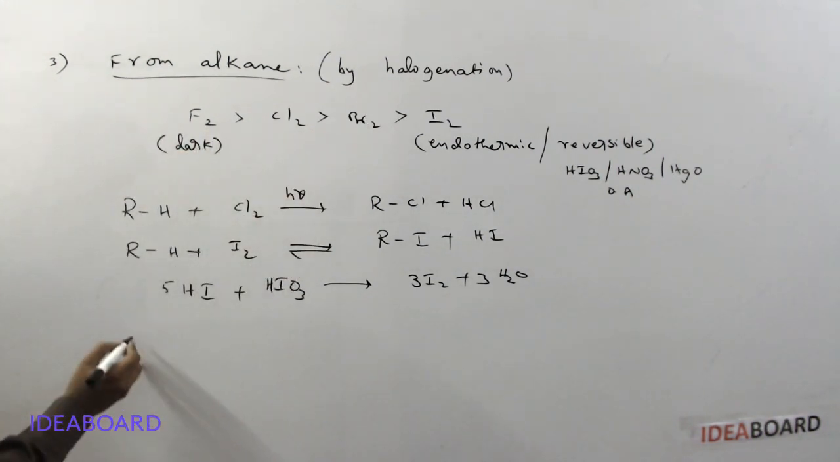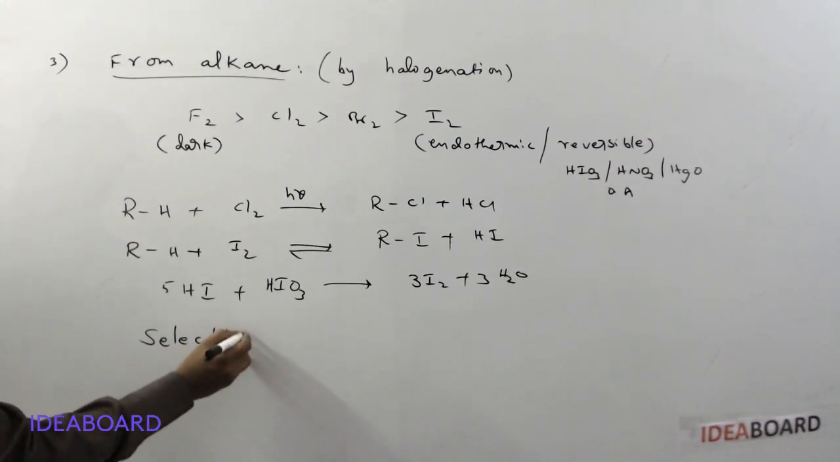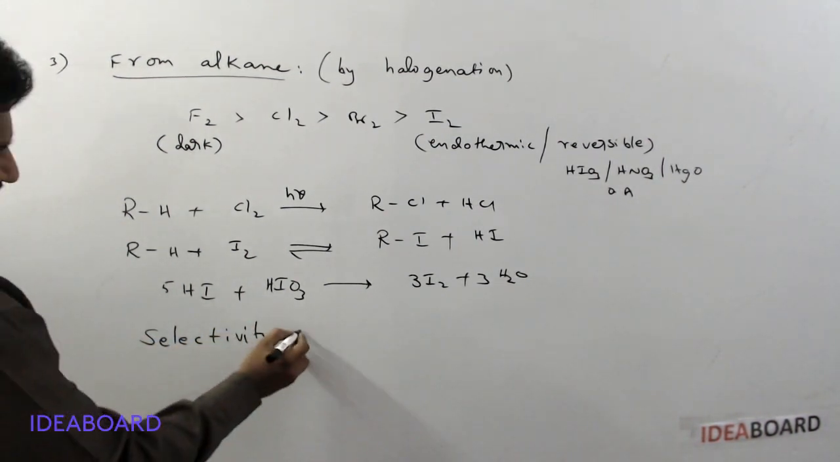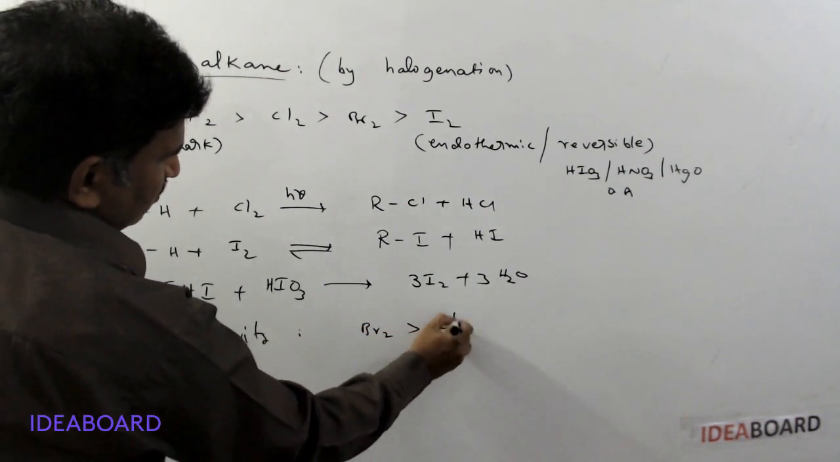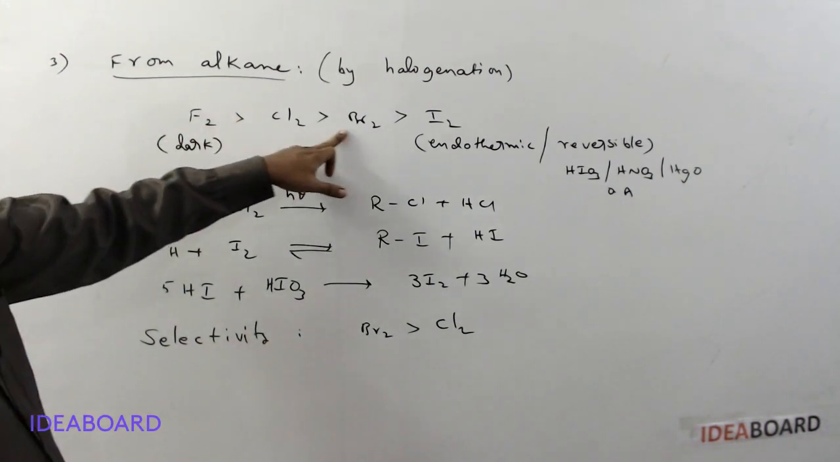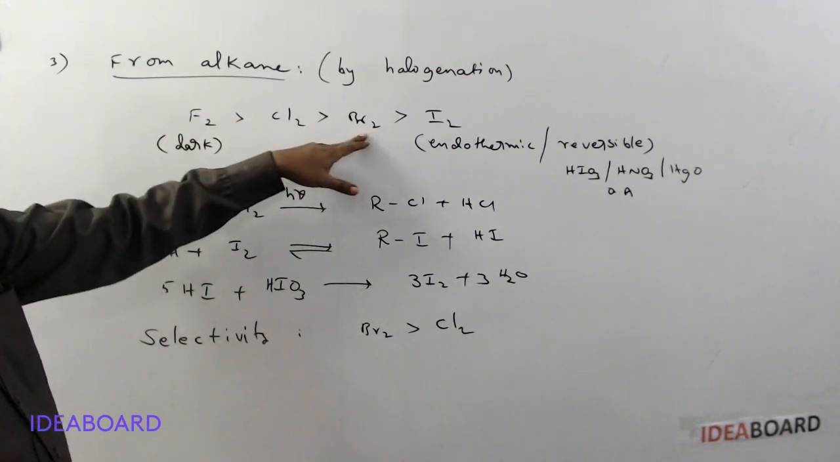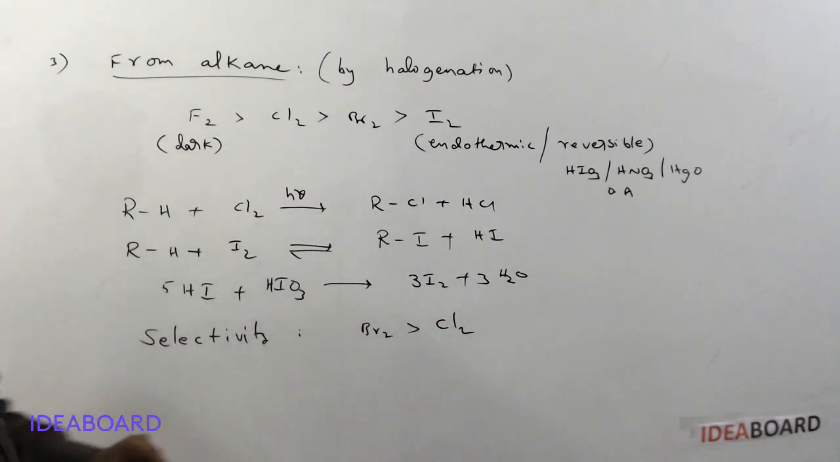is this one, but in first year we clearly explained about the selectivity also. Please remember, selectivity of bromine is more than chlorine. Whenever reactivity order is taken, chlorine is more than bromine, but if you take selectivity, bromine is more than chlorine.